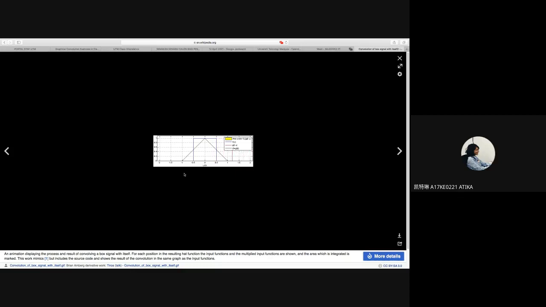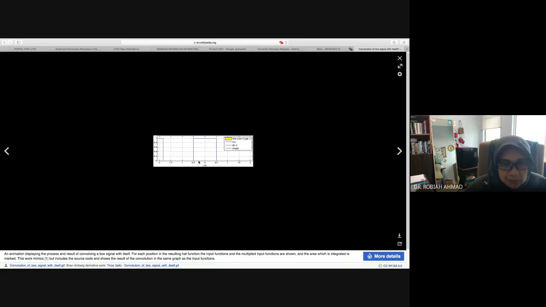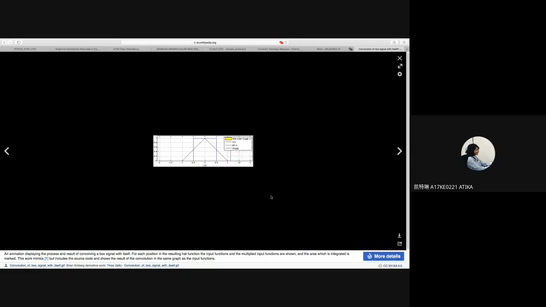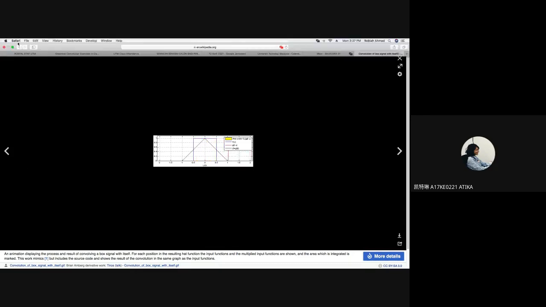So h(t) moves bit by bit. Yes. So when it moves, we have to find its summation. Yes. That's why the black one is its product. This is a very good demonstration. Okay, so initially there is no overlap, it is zero. And then it overlaps, and we want to find its product.